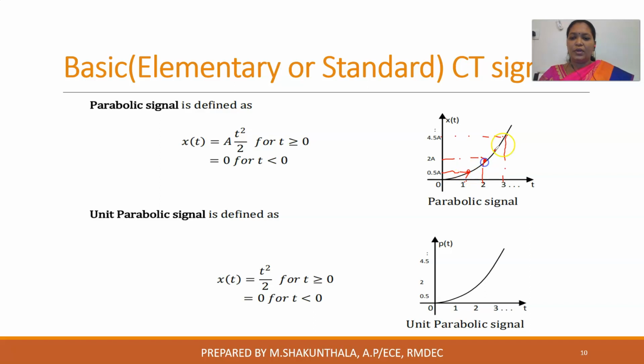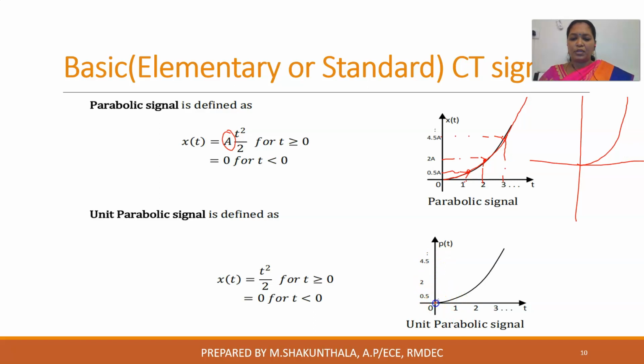Just connect all these dots and it will continue up to infinity. So you will have a parabolic curve like this. Similarly, the same thing, just take a equal to 1. Anyway, the time values will remain the same. So here you have to remove all a, 0.5, 2 and 4.5.